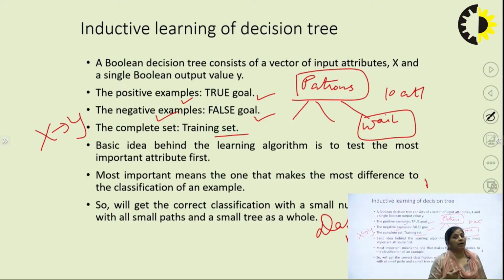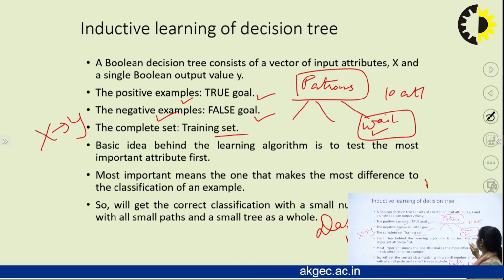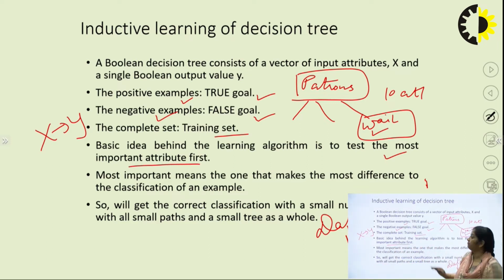So when we have the learning algorithm for decision trees, we have to find out which attribute should be checked first, because in decision trees we are checking the attributes one by one. Now the question is, which attribute should be kept at the top, and then what should be the next one, and then the next one, and so on. So what is the basic idea? The basic idea behind the learning algorithm is to test the most important attribute. So firstly, we have to test the most important attribute. Now the point is, what is the most important attribute?